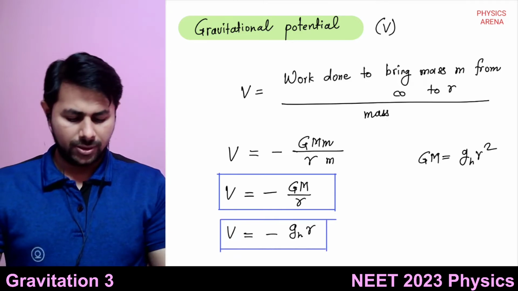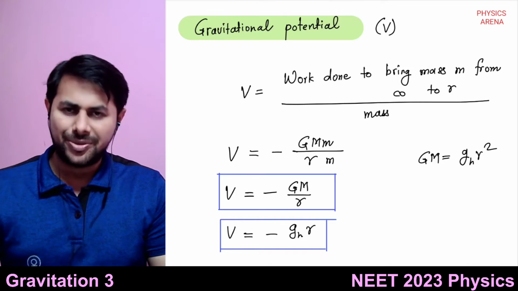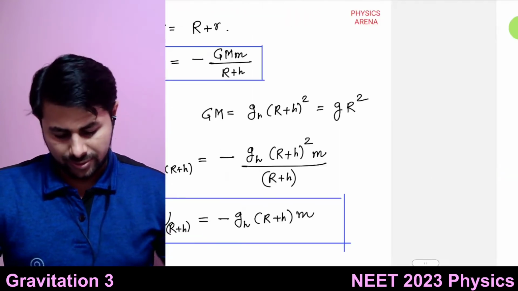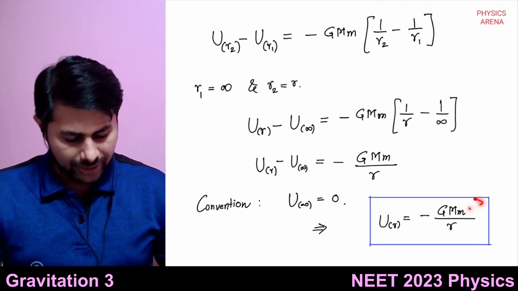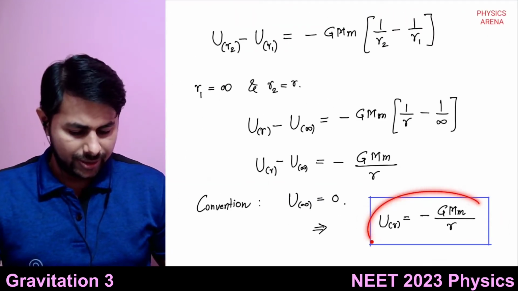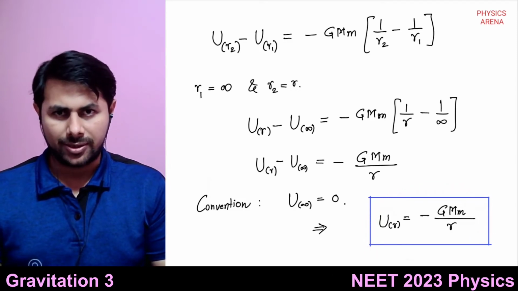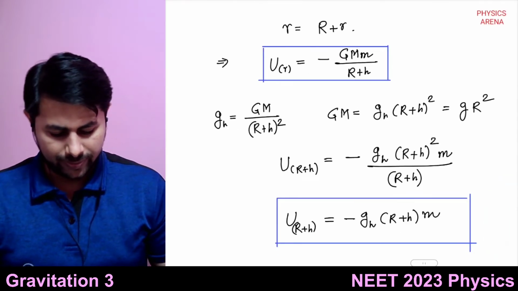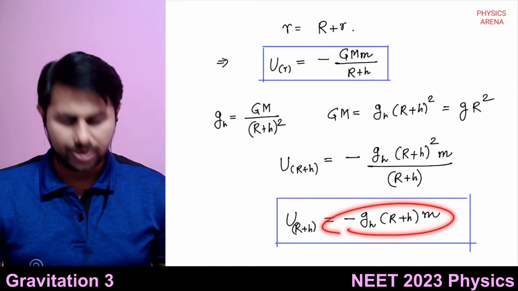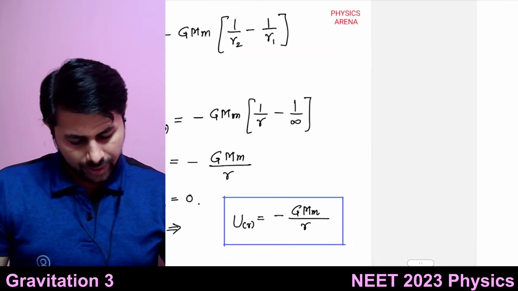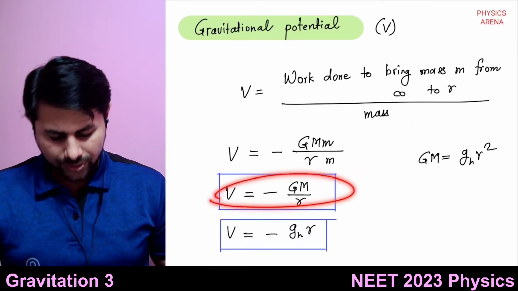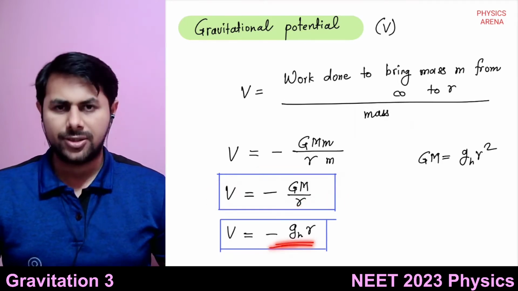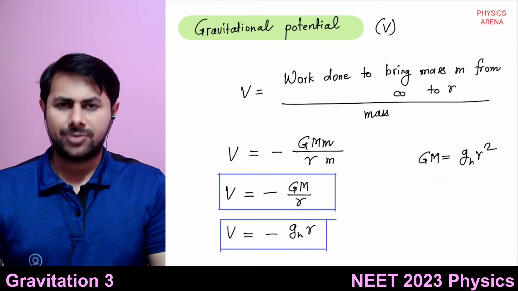So now we don't have to remember all of these formulae. We just have to remember this trick. For gravitational potential energy, we'll remember one and only one formula. Wherever required, we can convert it to this formula. Then for gravitational potential also, we'll remember only this formula, and wherever required, we can convert it to this formula using this trick, this substitution.